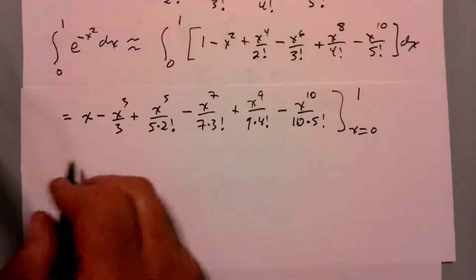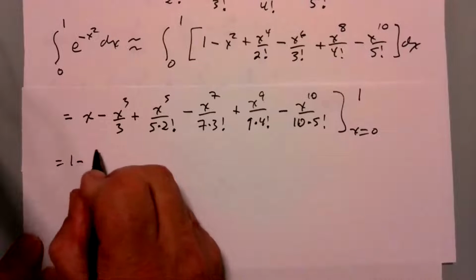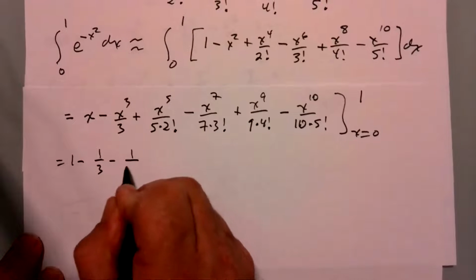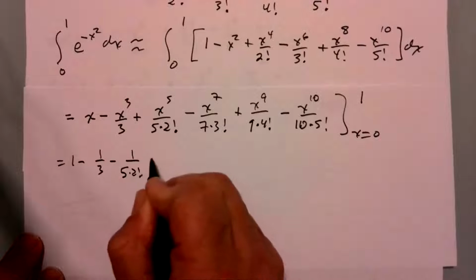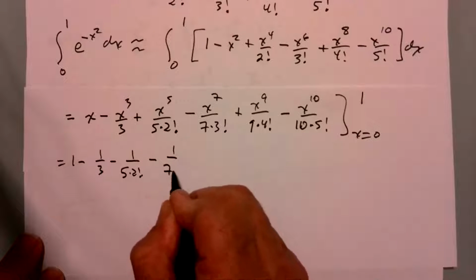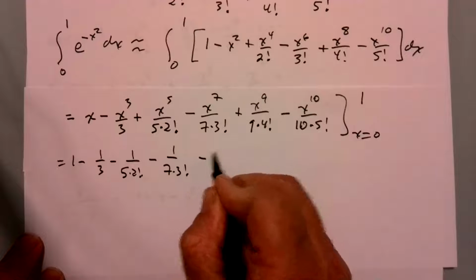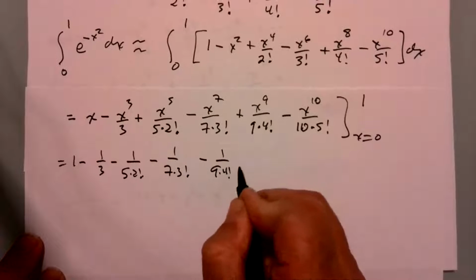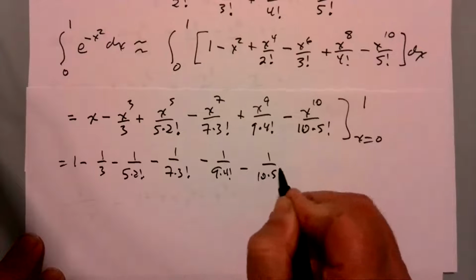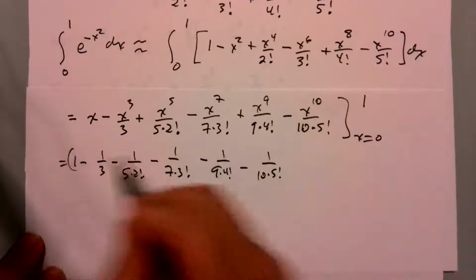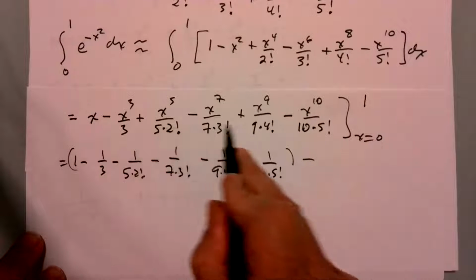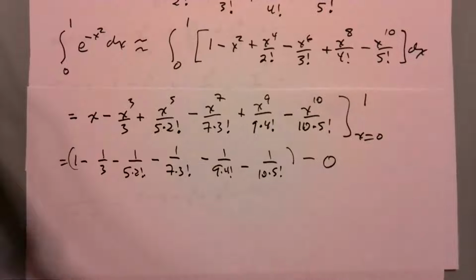So if I plug in 1, I get 1 minus a third minus 1 over 5 times 2 factorial minus 1 over 7 times 3 factorial minus 1 over 9 times 4 factorial minus 1 over 10 times 5 factorial. If I plug in 0, I get 0, so it's just minus 0. So to do this, all I've got to do is go ahead and do all that stuff. So let's see if I can get there.